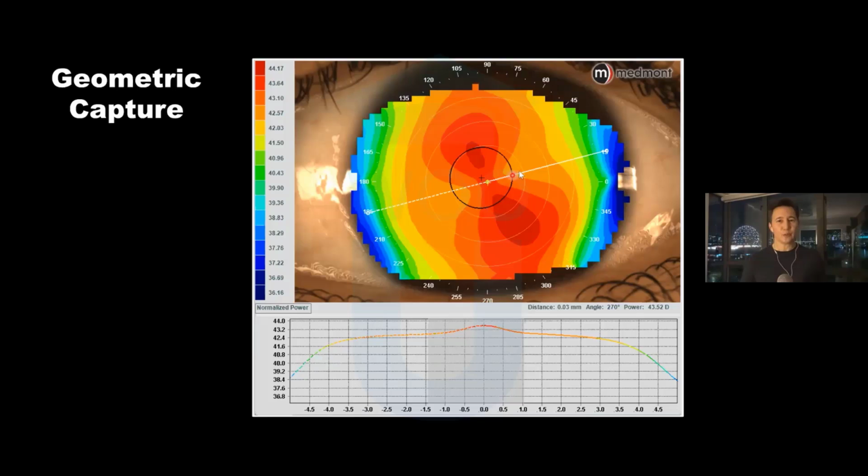And here we see the rate of flattening going toward the nasal and the temporal, and you see on the cross section down here, it's a kind of even power change or curvature change as you go from center to periphery.